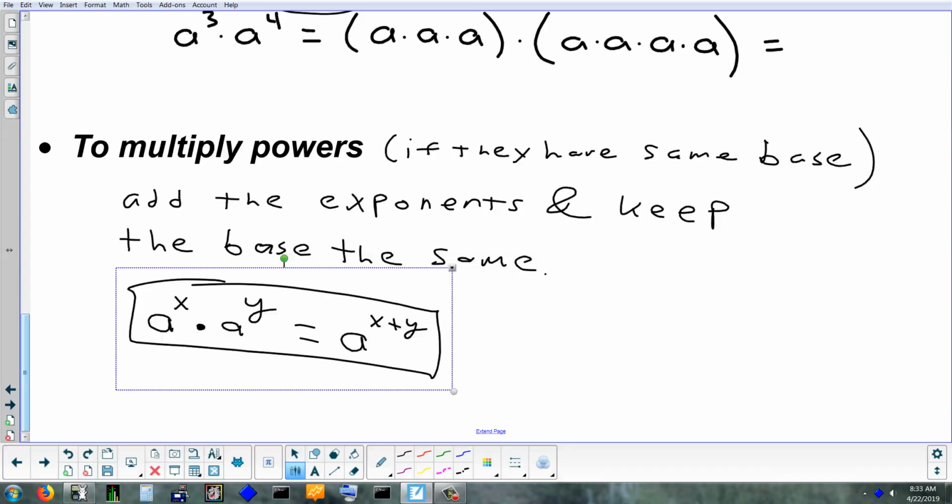Now, what are x and y? Whatever they are. We're showing you a rule that would work for any number that you put there. So as long as the bases are the same, just take the first exponent and the second exponent, add them up, and there's your answer.